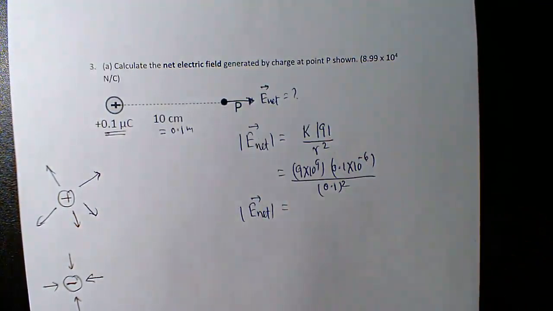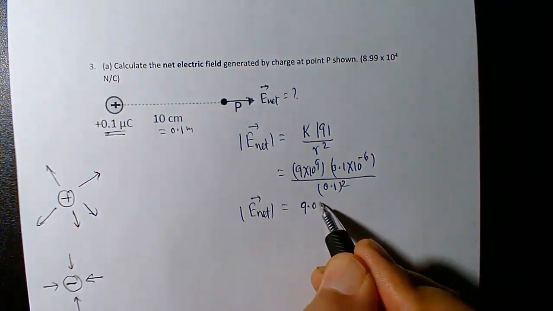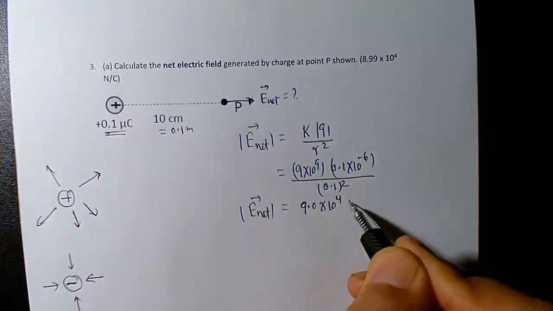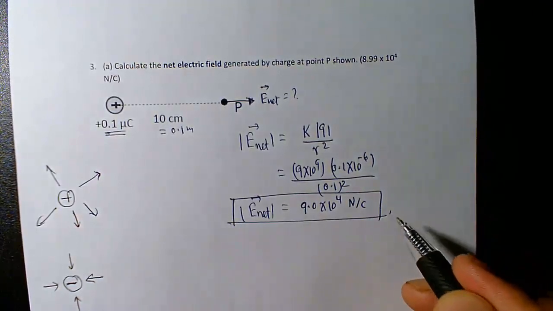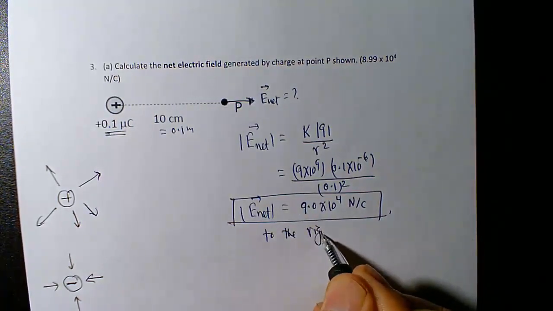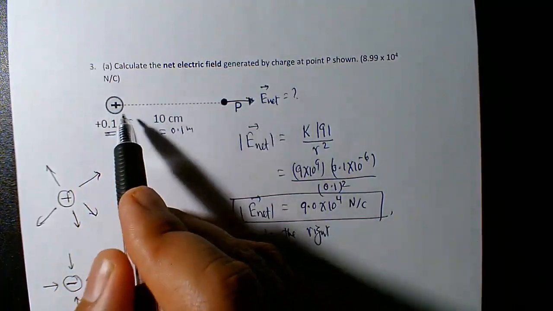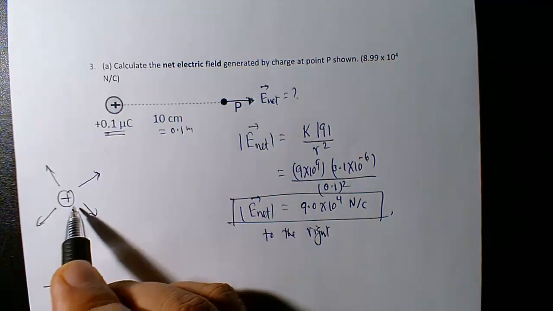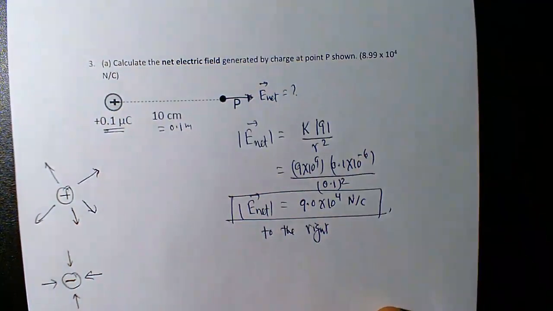And if you do that calculation, it's going to be 9.0 times 10 to the power 4, 90,000 newtons per coulomb at point P. And what's the direction? The direction would be to the right, as shown. Because why? Because it's a positive charge. The net electric field due to a positive charge will be radially outward. So at point P, this direction.